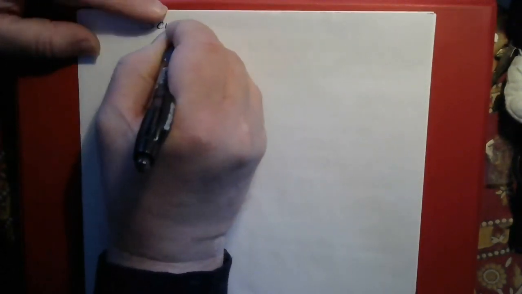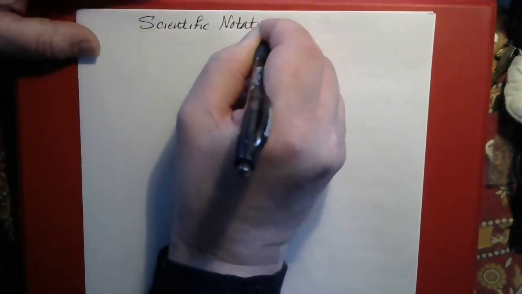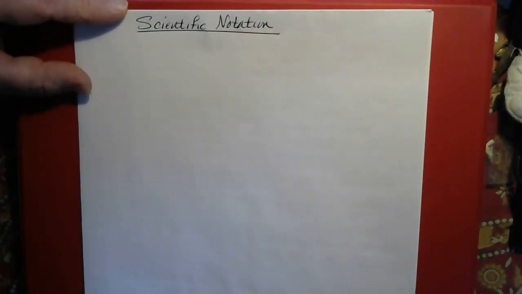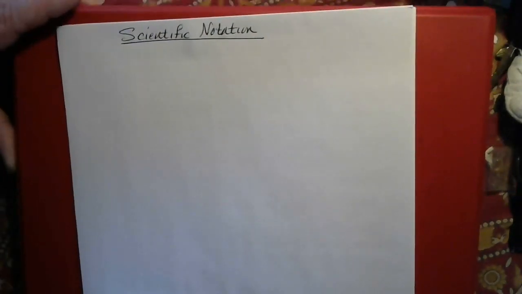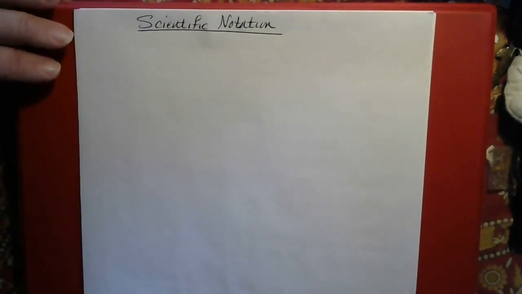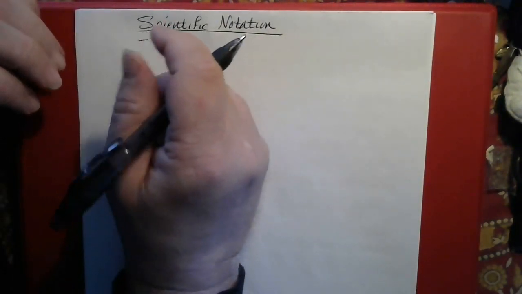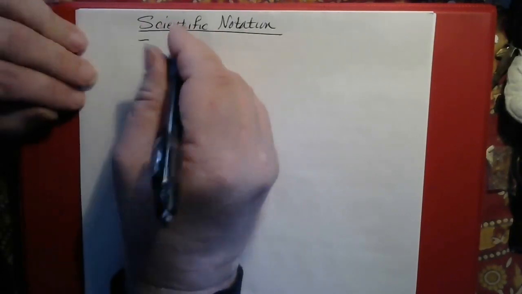All right, the next thing we really need to do is scientific notation. Scientific notation is used in science for, well, a couple of different reasons, really. One reason, obviously, is that it makes it easy to express really large or really small numbers in a compact and convenient form.